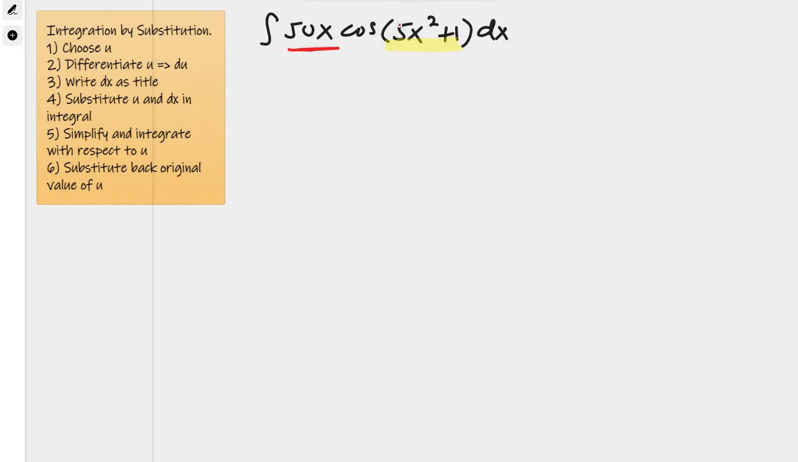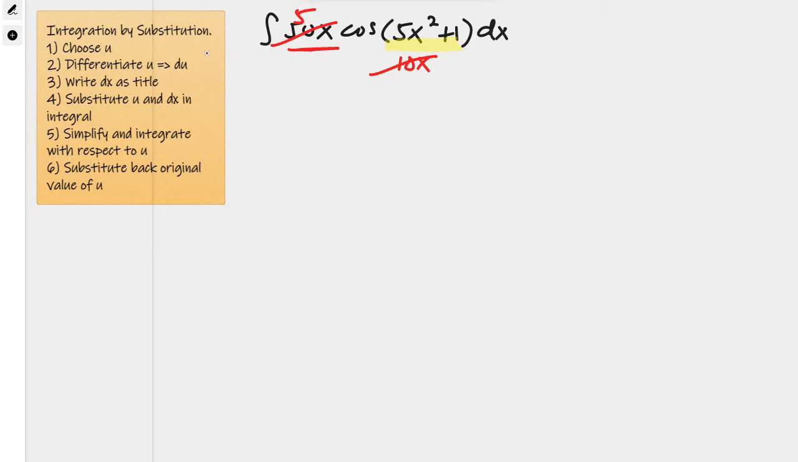If you differentiate the function inside the trigo here, you will get 10x plus 0, which is 10x only, and you see here you can cut the function, right? 10x and 50x you can cut to be 5. So you remove the x variable in here. If you have something like this, you can apply integration by substitution, if you can remove all the variables in front here.